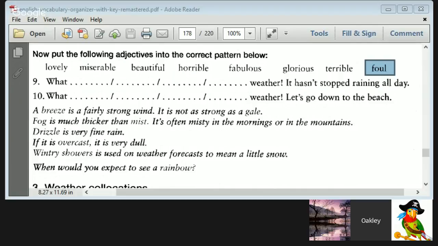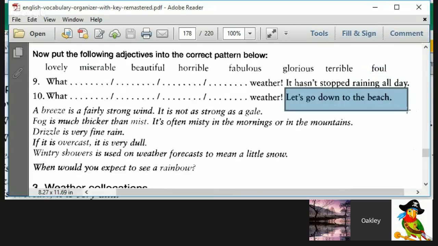Okay, Andre, which of course leaves number 10. Let's go down to the beach. Okay, the positive adjectives. Lovely, beautiful, fabulous, glorious. Okay, very good. All of these are strong extreme adjectives that can describe nice weather. Sometimes we just say it's really nice weather today.